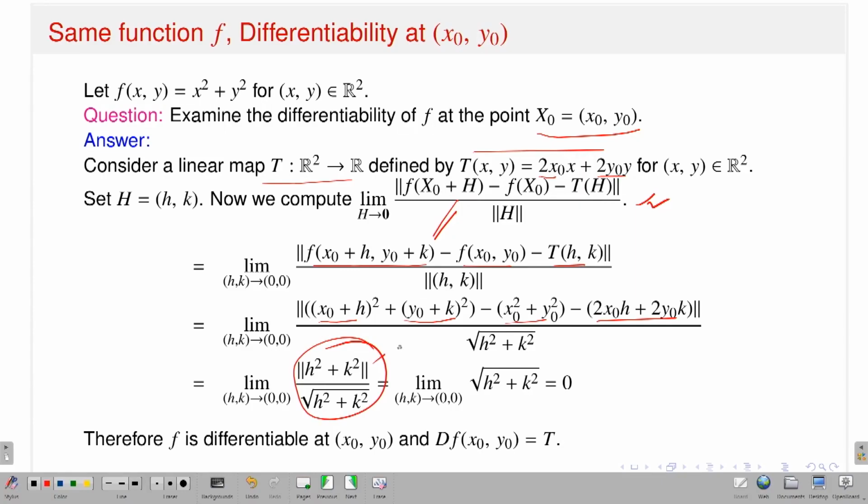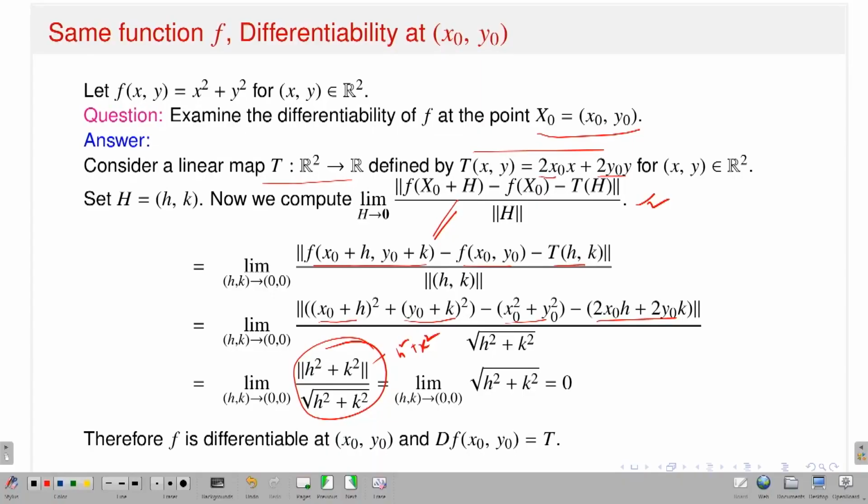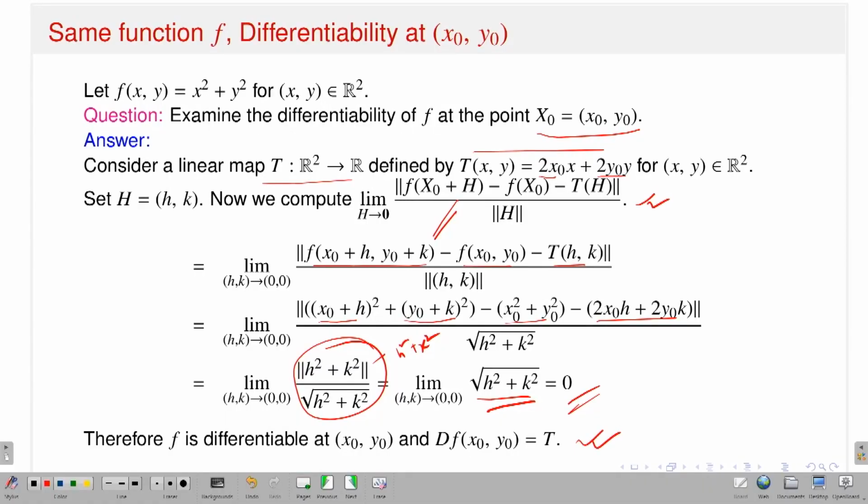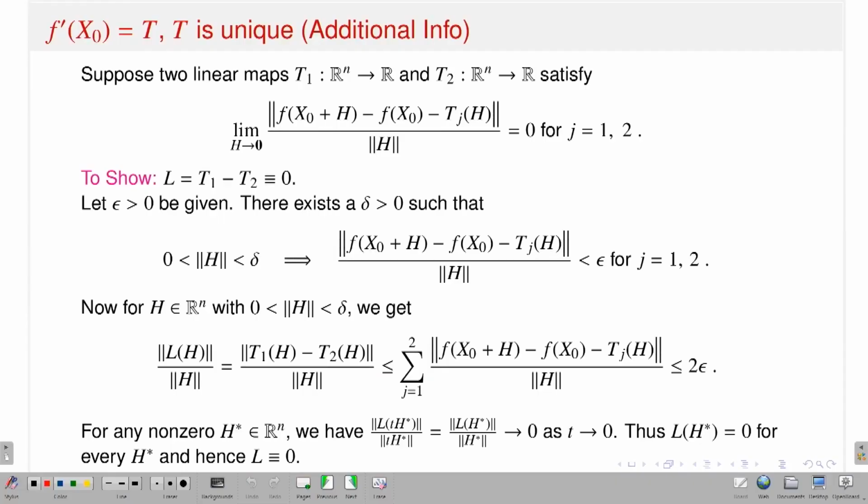So that means this mod is nothing but just h square plus k square, because it is positive. Norm, actually, what does norm mean? I am actually in an R2 to R function, so it gives a real value. This is a positive number, so you do not have to put the mod. So that means h square plus k square, and the denominator is the square root of h square plus k square. But as hk goes to 0, what will be the limit? The limit is 0. So therefore, now I have a linear transformation for which the limit of the quotient is 0, so the function is differentiable and the derivative is nothing but T. So that is how one can calculate.